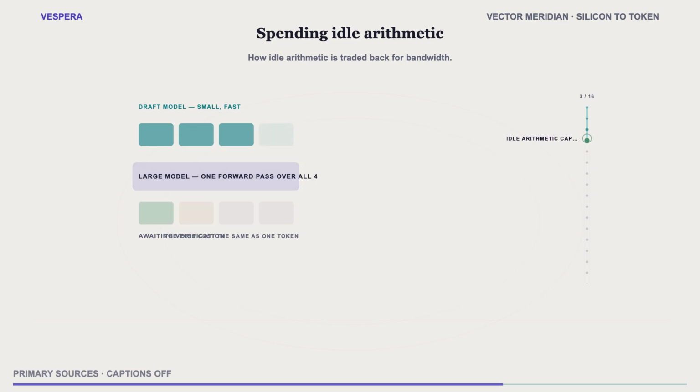The obstacle is that you do not have 50 tokens. Generation is serial. You need token n to compute token n plus 1. That dependency is why you're stuck doing one at a time, unless you could guess the next several tokens, and then check them all at once.